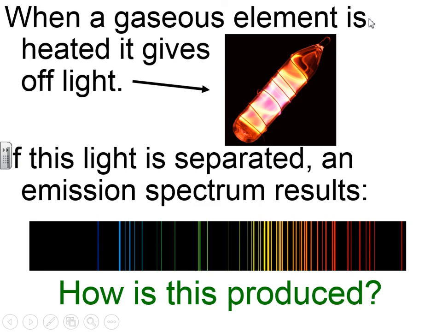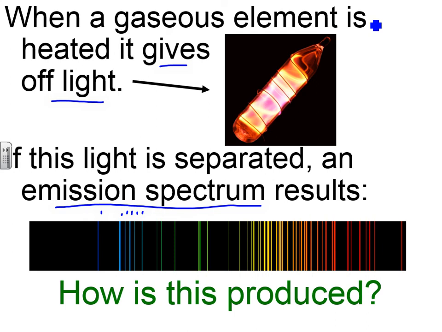Now, the way we came up with this is we first take an element and heat it. Here is an element that's been heated. As it's heated, it begins to glow, which means it begins to give off light. If this light is taken and separated into its individual colors, what you get is something called an emission spectrum. The emission spectrum shows the individual colors of each of the lights. Here, for example, you see a lot of lines, and as you'll see, these lines will be related to the electrons.